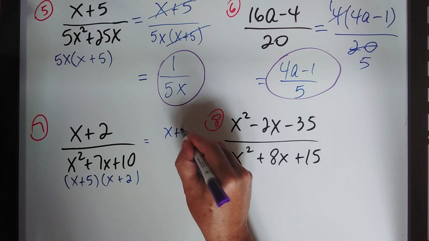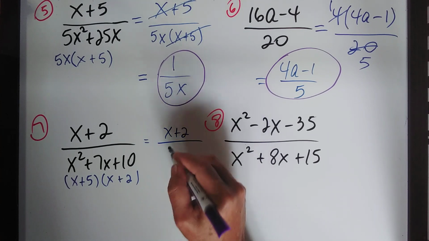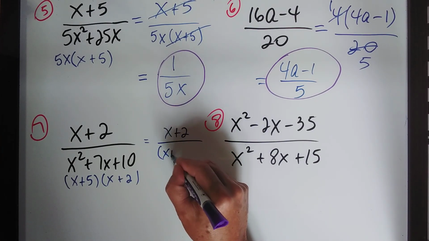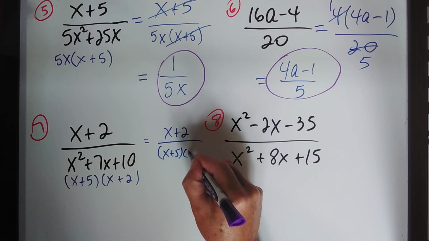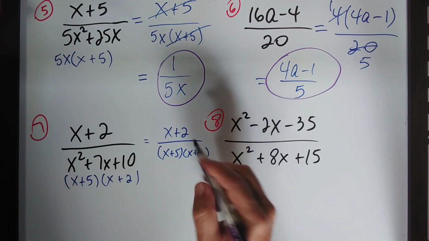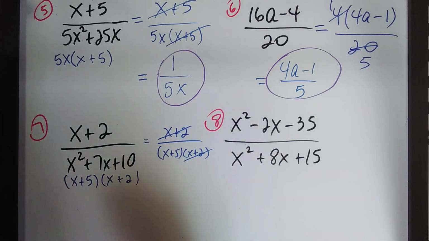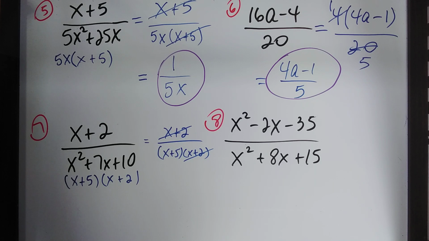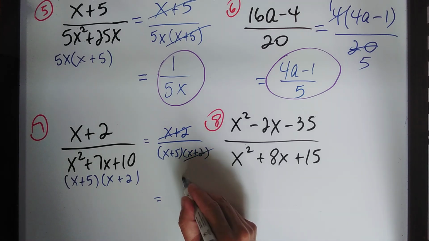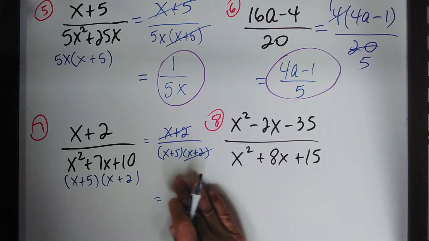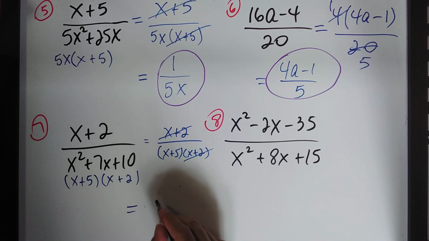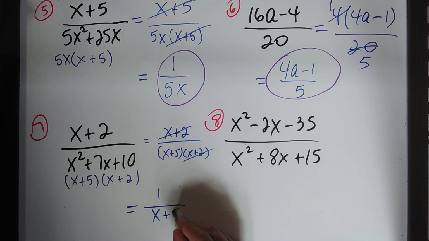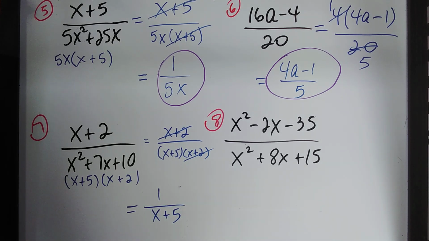Right, so let me rewrite the whole thing here. X plus 2 over x plus 5, x plus 2. Now I'm allowed to cancel this whole factor with the numerator. So I got left what? Don't forget 1 on top. I put it over here. 1 on top over x plus 5.